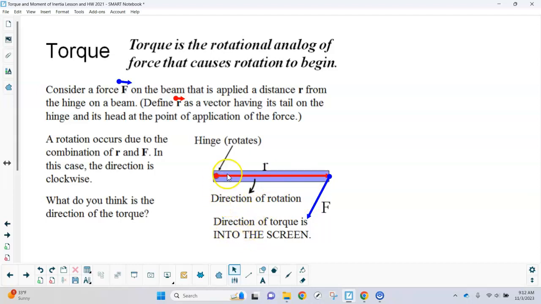This door is rotating if we pulled on it or pushed on it this way, and this is the hinge. The door is going to rotate that way, and the torque is actually into the screen. We'll talk about that with the right-hand rule again. You curl your fingers in the direction of the rotation, and your thumb points in the direction of the vector. So the rotational vector is going into the screen.